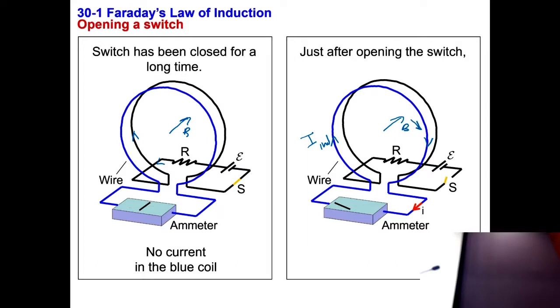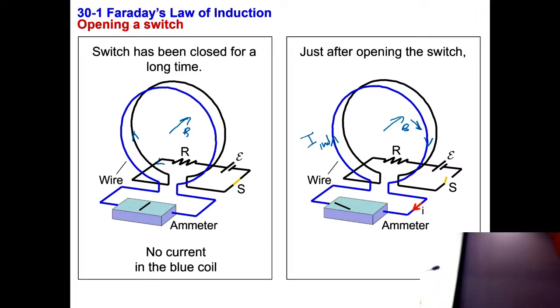Why? It's opposing the change, because this magnetic field is decreasing. It does not like the change. So it's generating a magnetic field to oppose the change. This is what we call Lenz's law. The induced EMF and the induced current, the EMF and current are connected together. They oppose the change in the magnetic field.